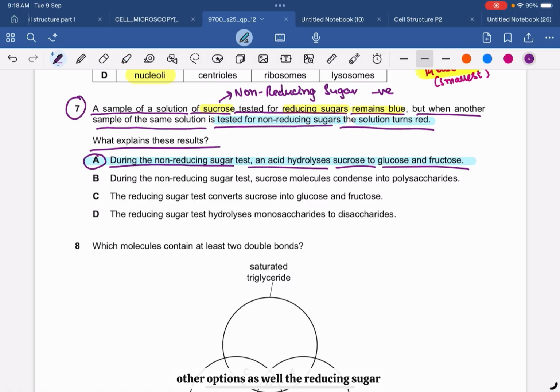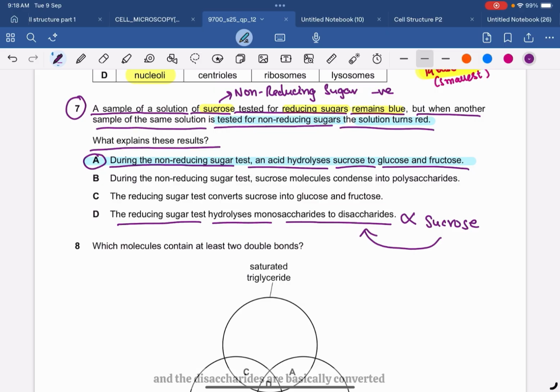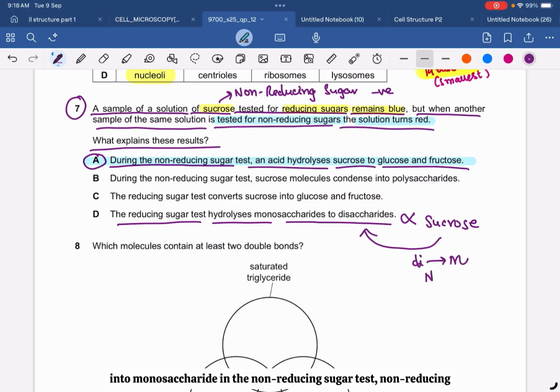Let's read the other options as well. The reducing sugar test hydrolyzes monosaccharides to disaccharides. No, it is wrong, because we know that sucrose is a disaccharide itself, and disaccharides are converted into monosaccharides in the non-reducing sugar test.